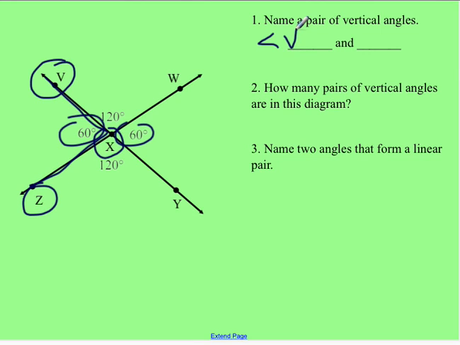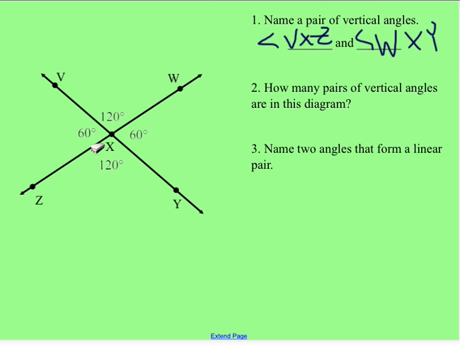So I'm going to label that V, X, Z. Then I'm going to do the other vertical angle, so I'm following this around. So first I went to W, and then X, and then Y. So that right there are your vertical angles. How many pairs of vertical angles are there in this diagram?